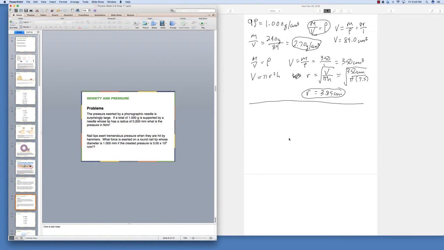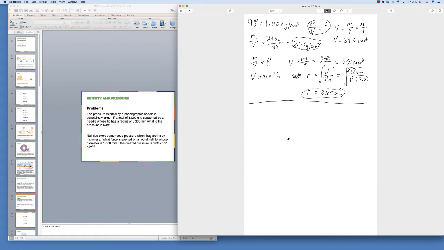Here's a couple more problems, working with pressure now. It says the pressure exerted by a phonographic needle is surprisingly large. If the total mass is 1 gram and the radius of the needle is 0.200 millimeters, what is the pressure in newtons per square meter? Well, remember newtons per square meter, so we've got to convert this to meters. This is going to be 2 times 10 to the minus 7th meters. Excuse me, 2 times 10 to the minus 4th meters. Math's a little off there.